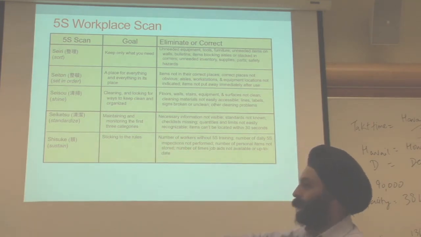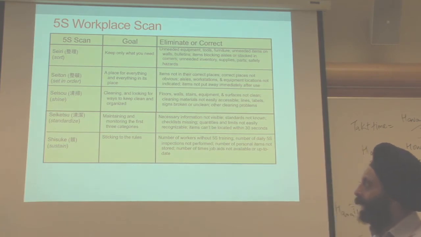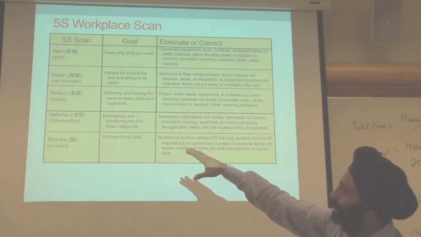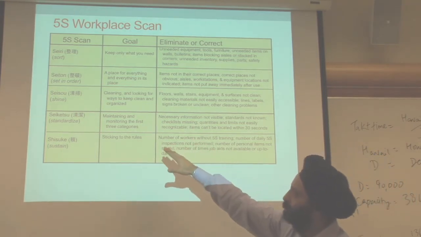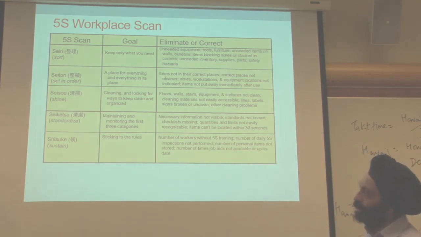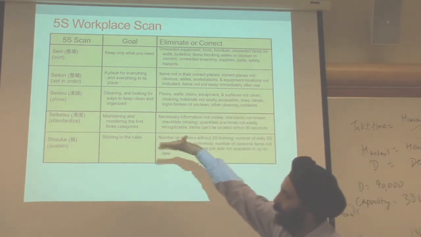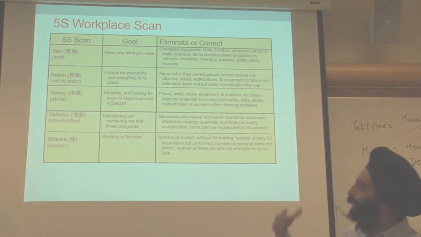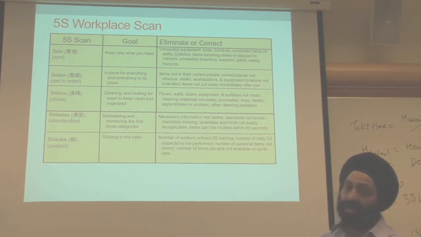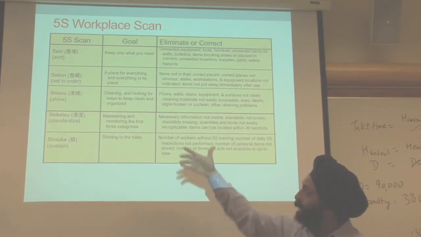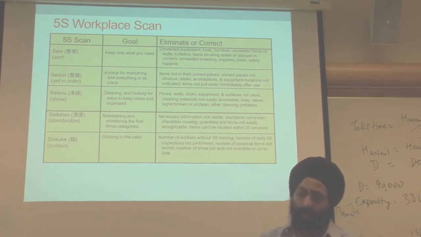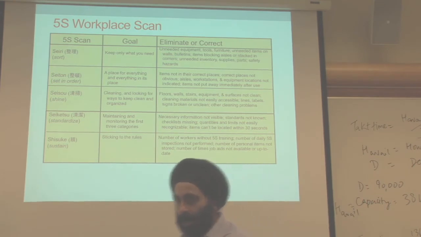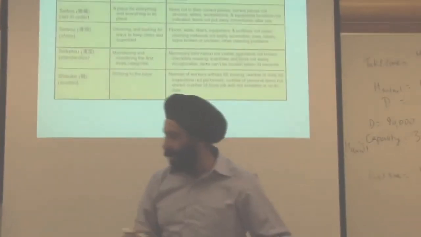Seiso is shining, which is making sure the workplace is clean and organized. Seiketsu is standardize, maintaining and monitoring the first of the 3 categories, making sure we make a habit out of doing these. And then sticking to these rules, sustaining, or Shitsuke, is sustaining these practices over the life. Additional to these, there are 2 more that have been identified as part of lean production. One is basically safety.